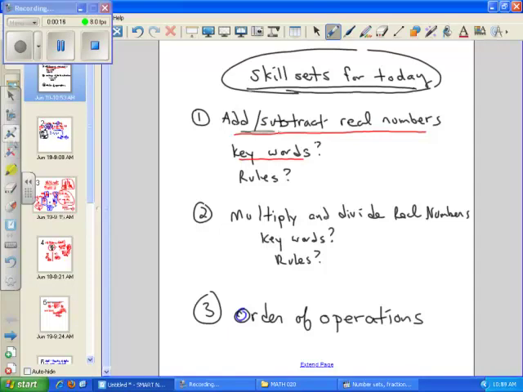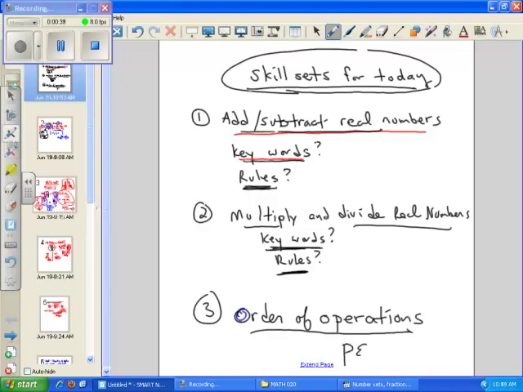Okay, so we're going to look at add and subtract real numbers, keywords for addition and subtraction, say in a word problem, and what rules do you use when you add and subtract real numbers. We'll look at multiply and divide real numbers. Are there any keywords for it? I like to think of it as trigger words when you're reading a word problem. Rules for multiplying and dividing real numbers. And then, of course, order of operations.